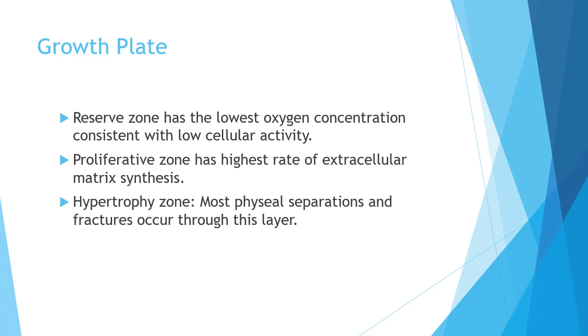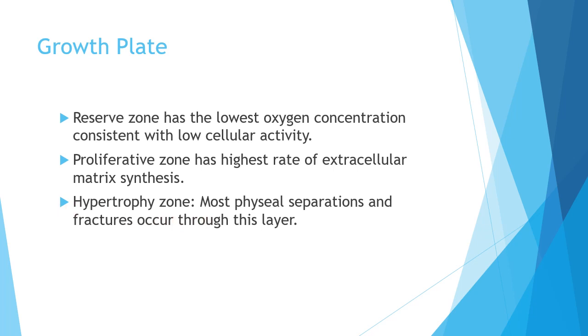The reserve zone has the lowest oxygen concentration with low molecular activity. The cells in the reserve zone are quiescent, they are not proliferating, so they have a low oxygen concentration and low cellular activity. The proliferative zone has the highest rate of extracellular matrix synthesis. It is where the cells are forming and producing the largest amount of the extracellular matrix.